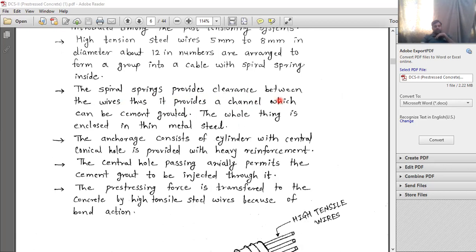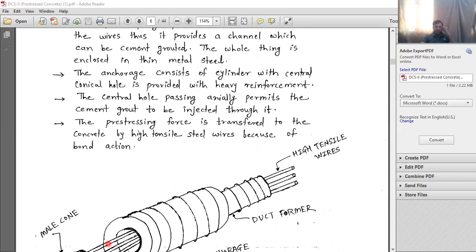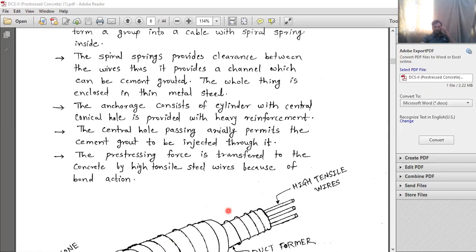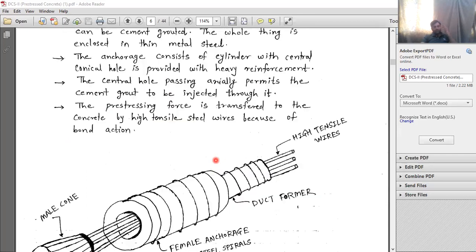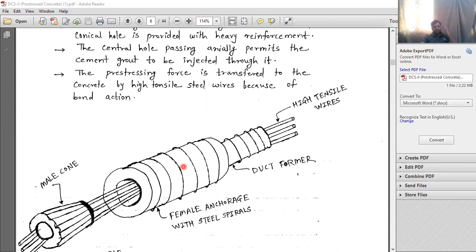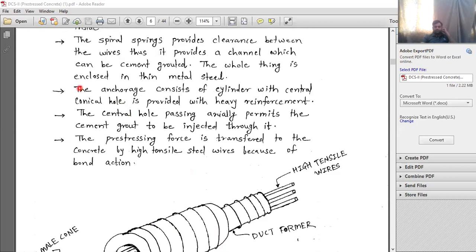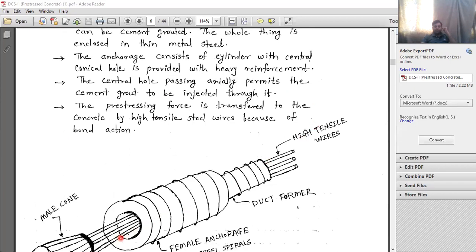The spiral springs provide the clearance between the wires, and thus provide a channel which can be cement grouted. So this is the channel here, and in that channel the cement grouting is done. The whole thing is enclosed with a thin metal sheet. So these are the thin metal sheets. The anchorage consists of a cylinder with a central conical hole, provided with heavy reinforcement. Here you can see the central conical hole, and the reinforcement is given over here.